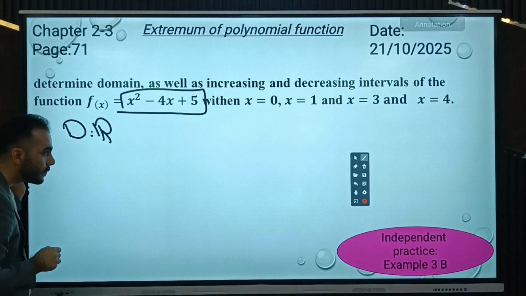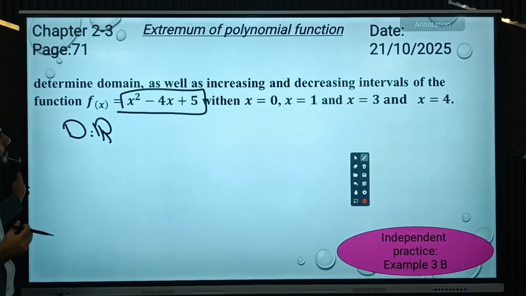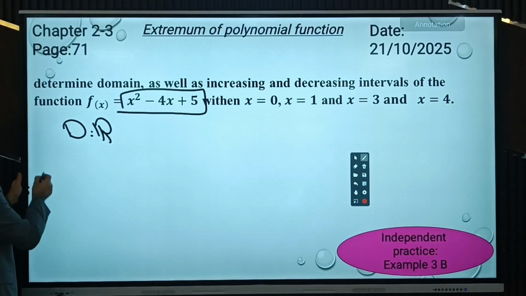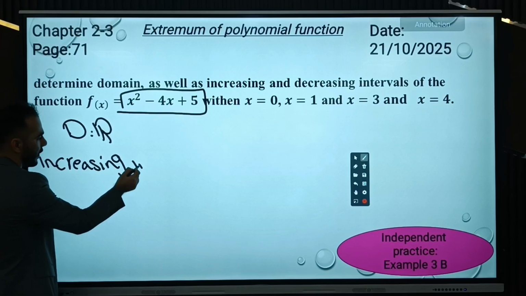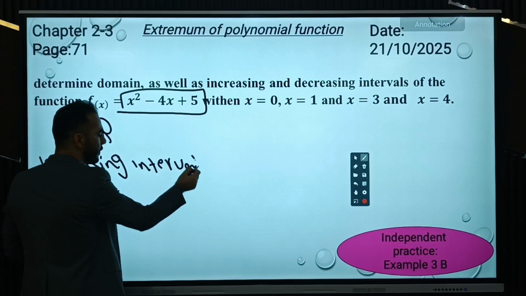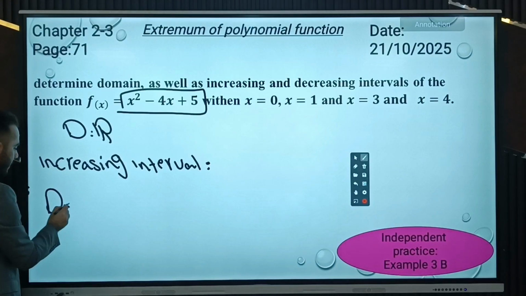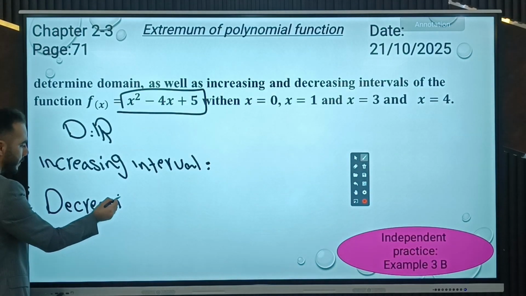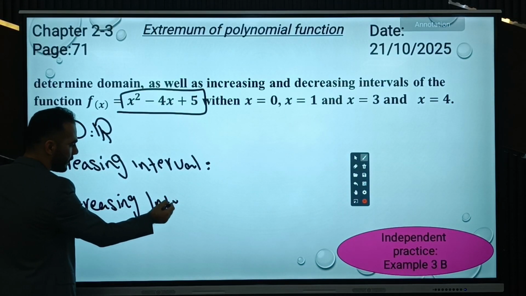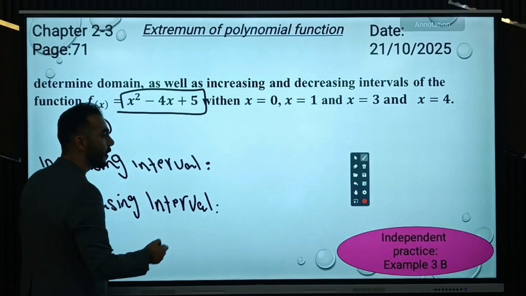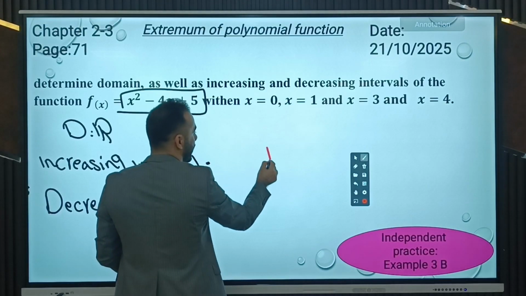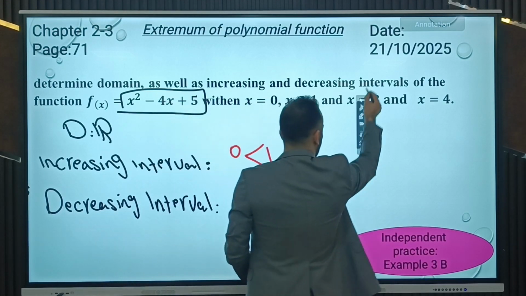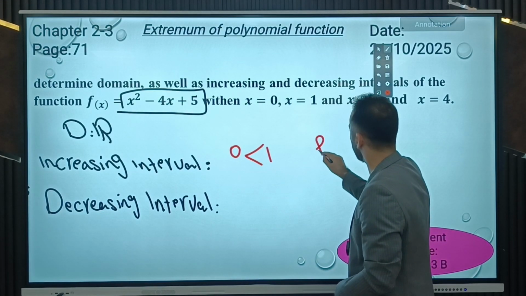Then it says find increasing and decreasing interval. So increasing interval and decreasing interval. Okay, for the increasing interval, we need to find f of, look, 1 is greater than 0. Let's find out f of 0 and f of 1. See which one is going to be bigger.